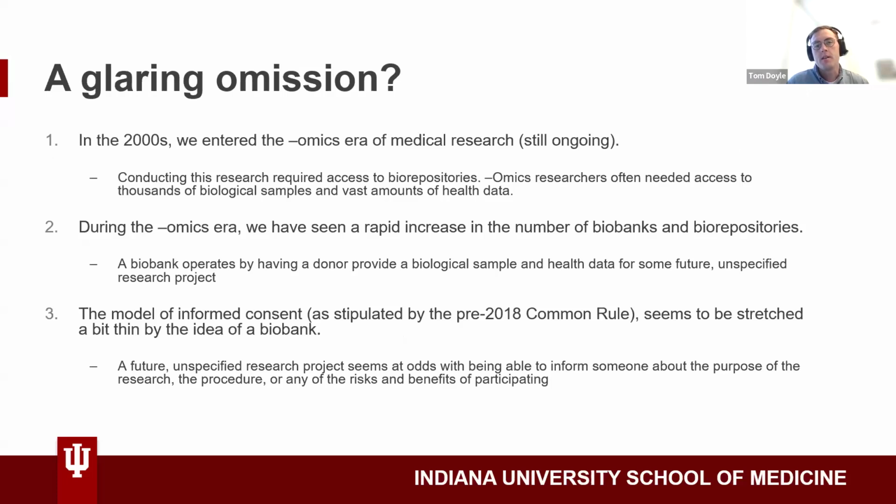But you may be thinking, it seems like with informed consent, there is a glaring omission. It's broad consent. In the early 2000s, we entered the omics era of medical research. I still think that we're still in the omics era of medical research. What that generally means is that we are looking at large data sets and a large amount of biospecimens, biosamples, right? So a lot of human subject research that does omics-based research needs a huge amount of either biological materials or genetic materials or various types of data that is unfeasible really for any omics researcher to get by themselves.